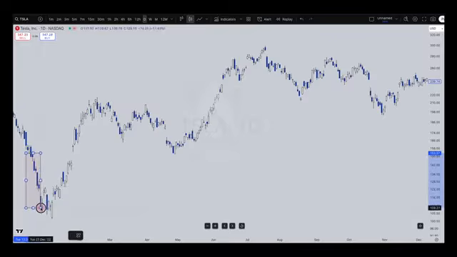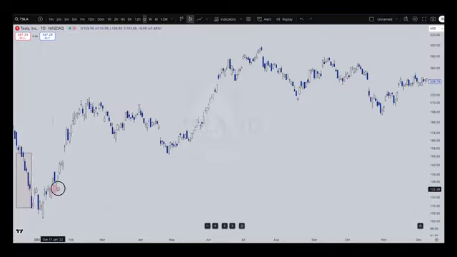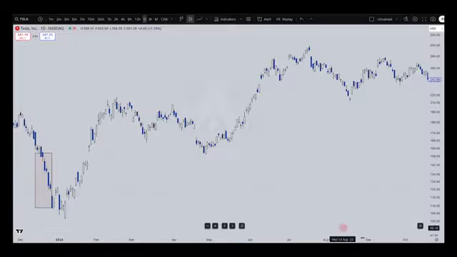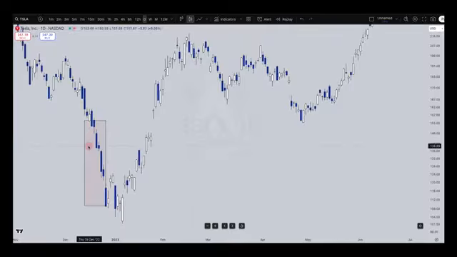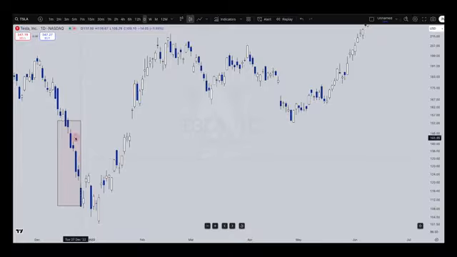Up until this point, the market was just delivered on the downside, only sell orders. This created a liquidity void, this imbalance. And how do you trade this? You know that liquidity voids want to get filled. So when the market bottoms out here, you expect that the liquidity void is going to get filled.